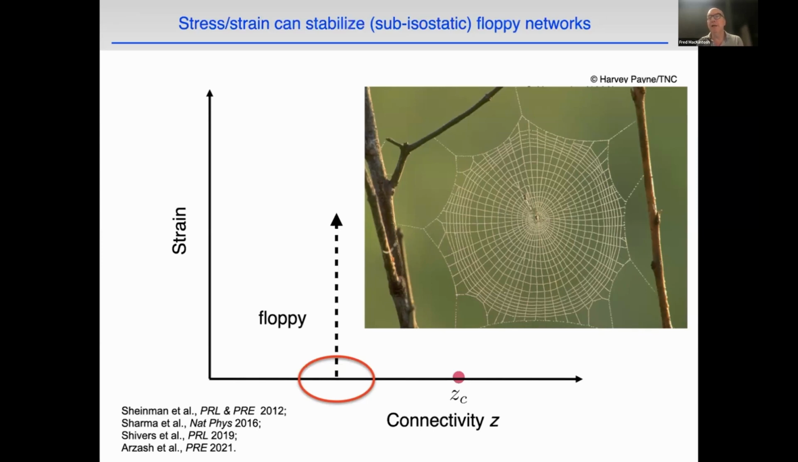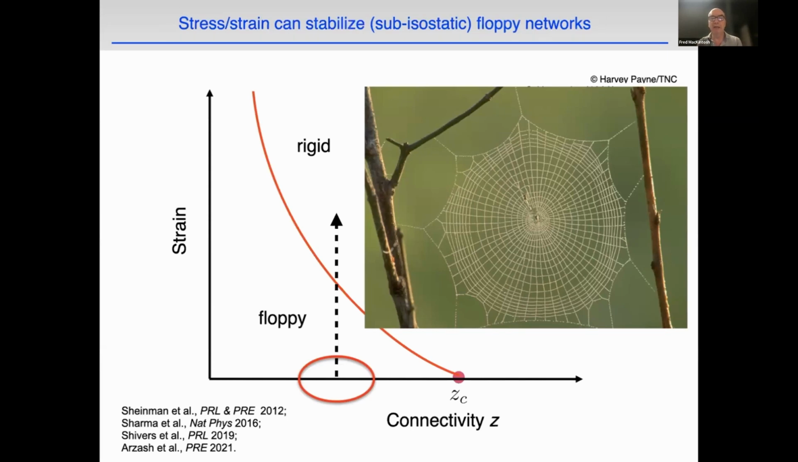You could, I assure you, go in and snip a significant fraction of these bonds, and you might make the spider unhappy, destroying its nice work here. But I assure you, you can still have a stable structure. You would probably have to stretch it a little bit more to reach this stable point. And so that already starts to illustrate that this boundary that I'm arguing for between floppy and rigid shifts to higher strains at lower connectivities as you go away from the isostatic point.